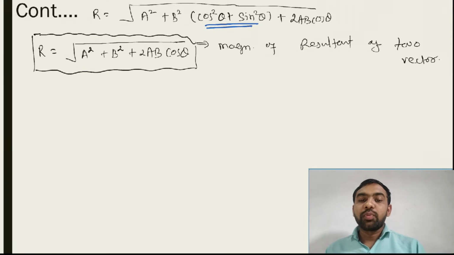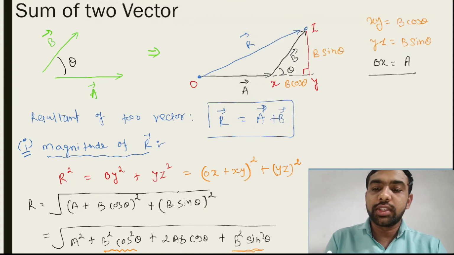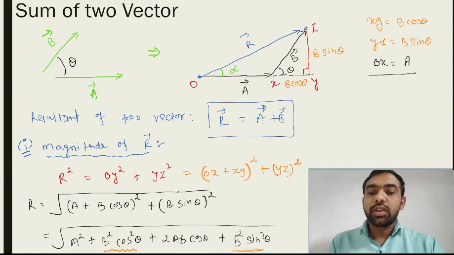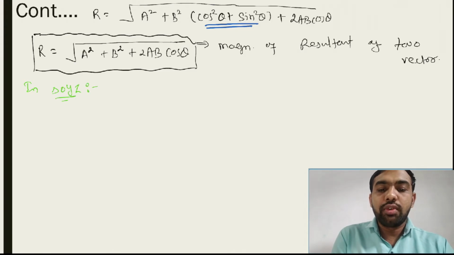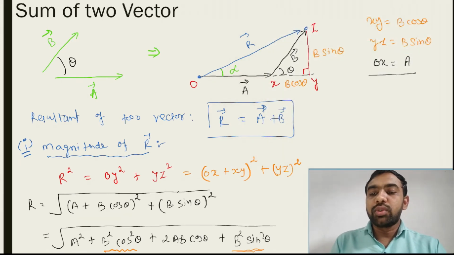Now what is the direction? You can find the direction with A, and also the direction with B. Let's find the direction with A. Suppose its angle is alpha. So we find the direction of the resultant with A. If the angle between A and R is alpha, then use triangle OYZ again. In triangle OYZ, tan alpha is equal to opposite upon adjacent. So tan alpha is equal to YZ upon OY.